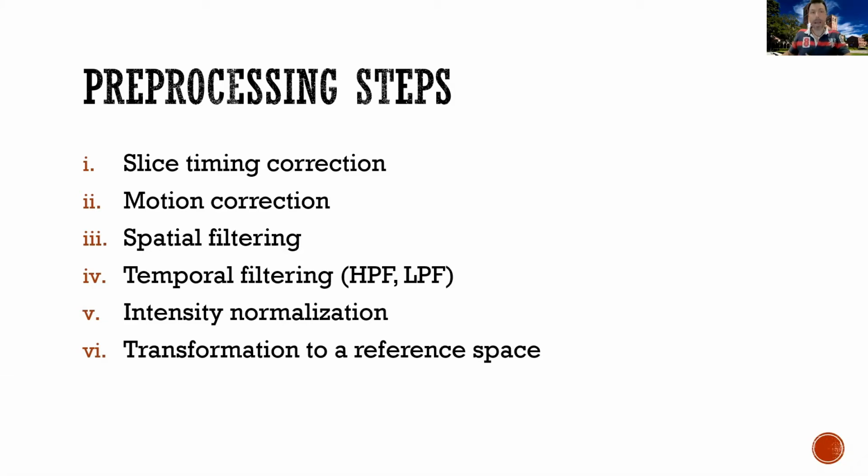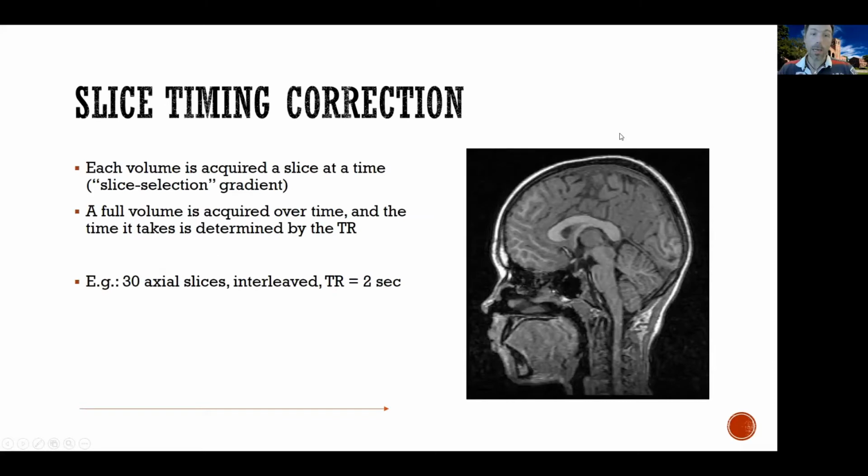So the rest of today, I want to go through the main, or conventional, steps for pre-processing fMRI data. As you remember, each volume is acquired a slice at a time, thanks to the slice selection gradient. Now you'll also remember that a full volume, because we acquire it one slice at a time, takes a certain amount of time to be acquired.